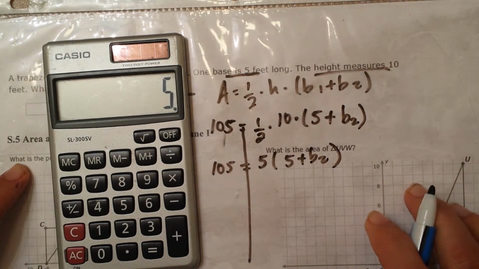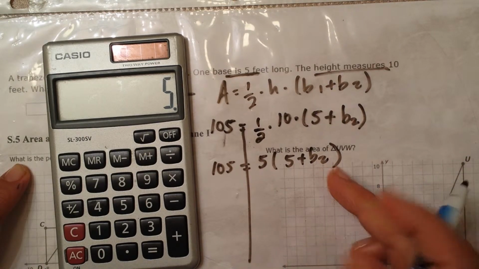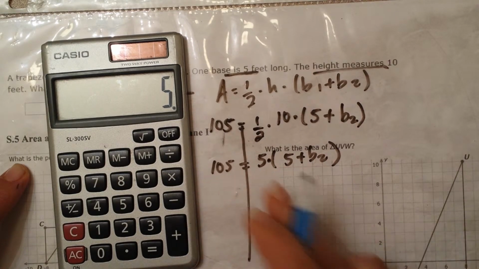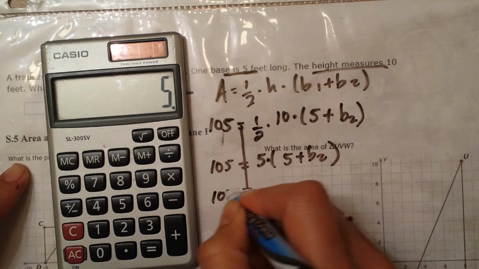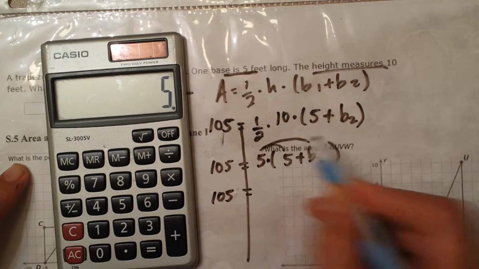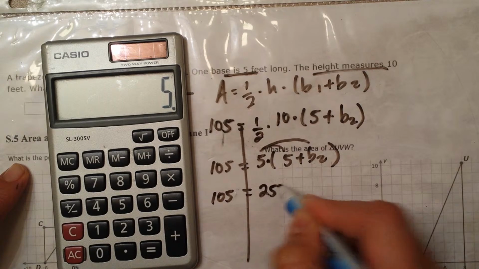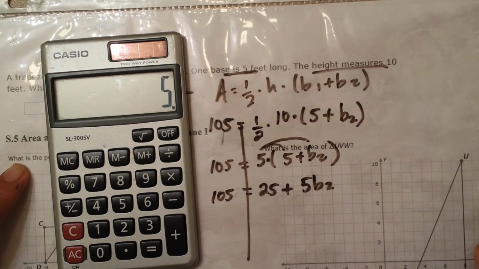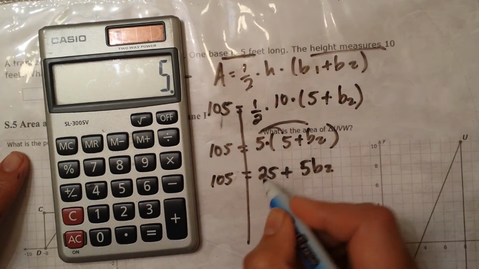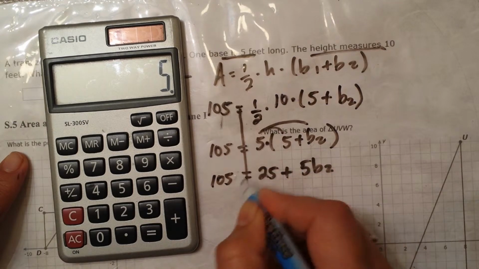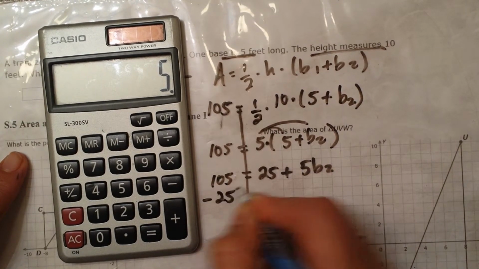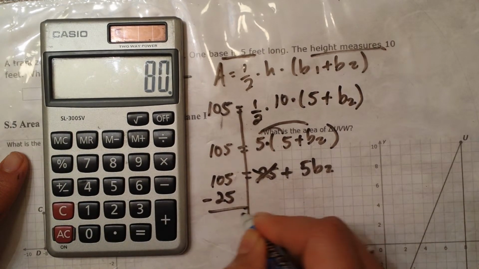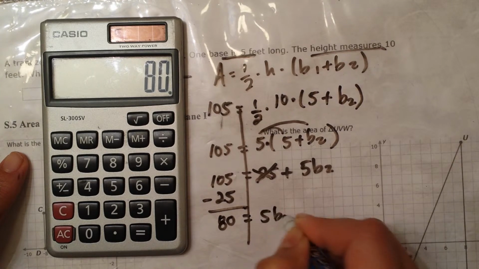Now there are two things you could do here. You could either open the house, or because this is the product of multiplication, you could divide by 5. I'm going to open the house. So 105 equals, and remember you have to say hi to everyone in the house, 5 times 5 is 25 plus, bring the plus sign down, 5 times B2 is 5B2. This is a two-step equation. How to get rid of 25? Subtract 25. Now it's gone. So 105 minus 25 is 80 equals 5B2.